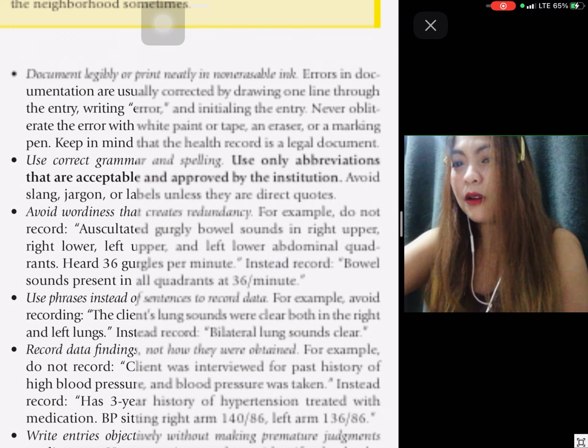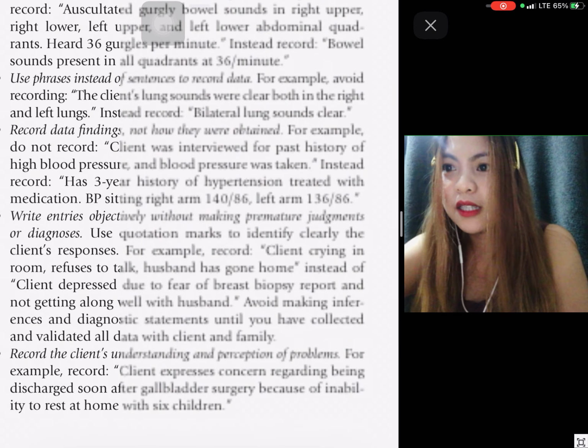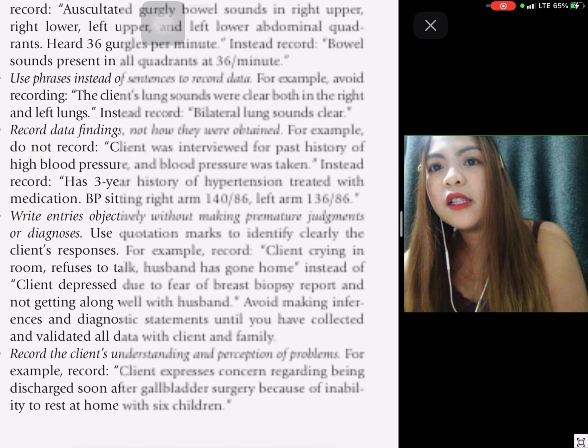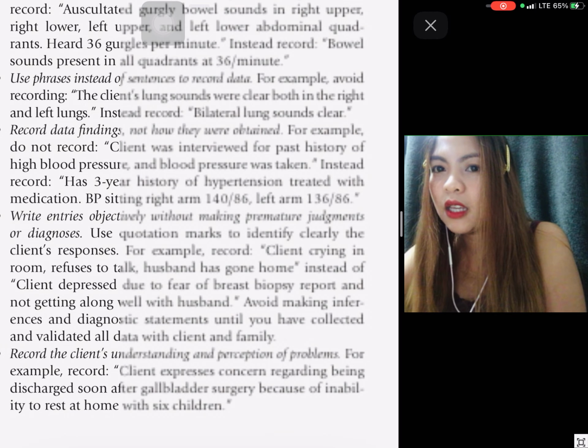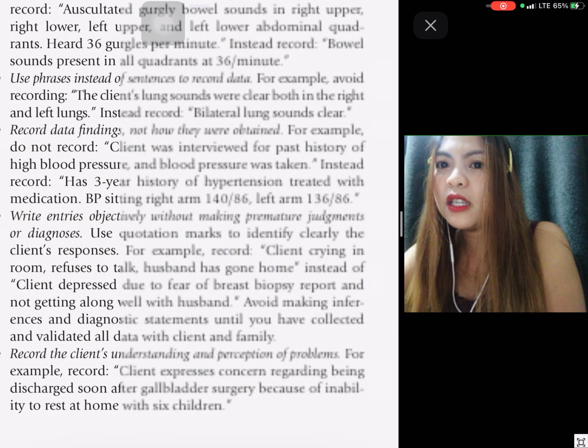Okay. Record the client's findings, what was found, not how they were obtained. For example, do not record: client was interviewed for the past history of high blood pressure and blood pressure was taken. Instead, record: has 3-year history of hypertension, treated with medication, BP sitting right arm 140/86, left arm 136/86.